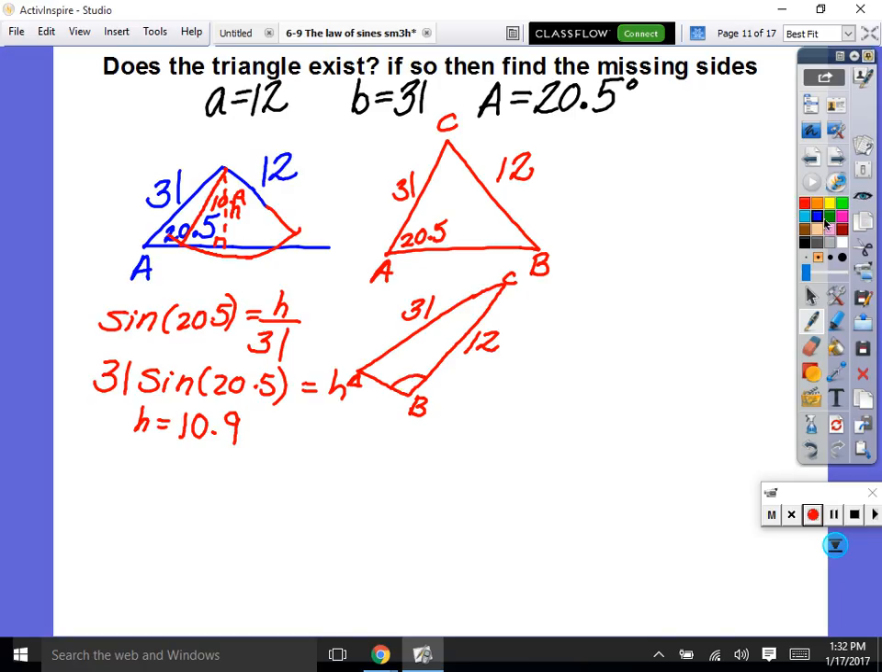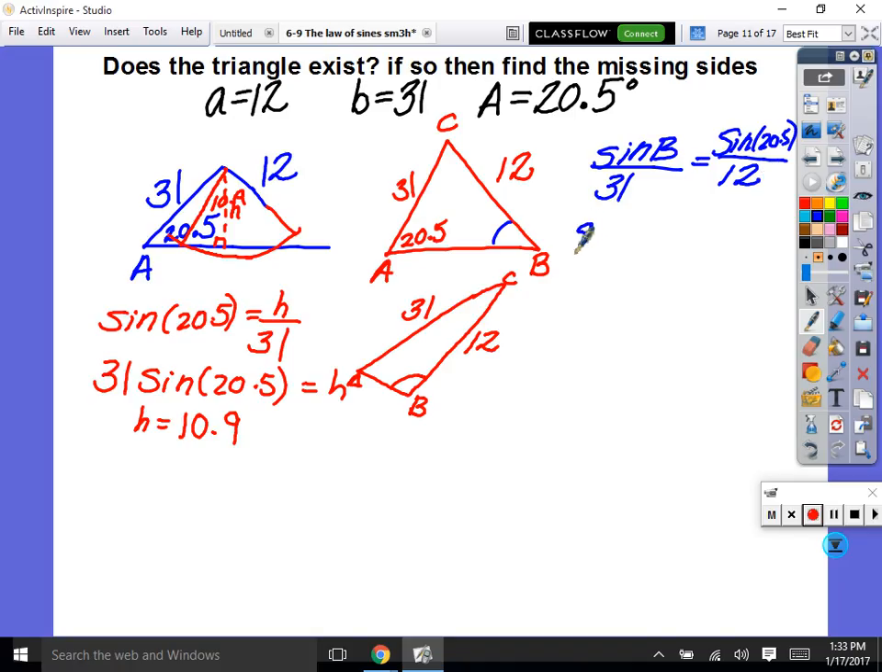So we have two triangles to solve here. First of all, let's find angle B first. We'll see which angle we're finding, the acute one or the obtuse one. So let's set up the law of sines. We're trying to find angle B. So sine of B over the side across from it equals sine of 20.5 divided by 12. So now it's just solving for B using algebra.